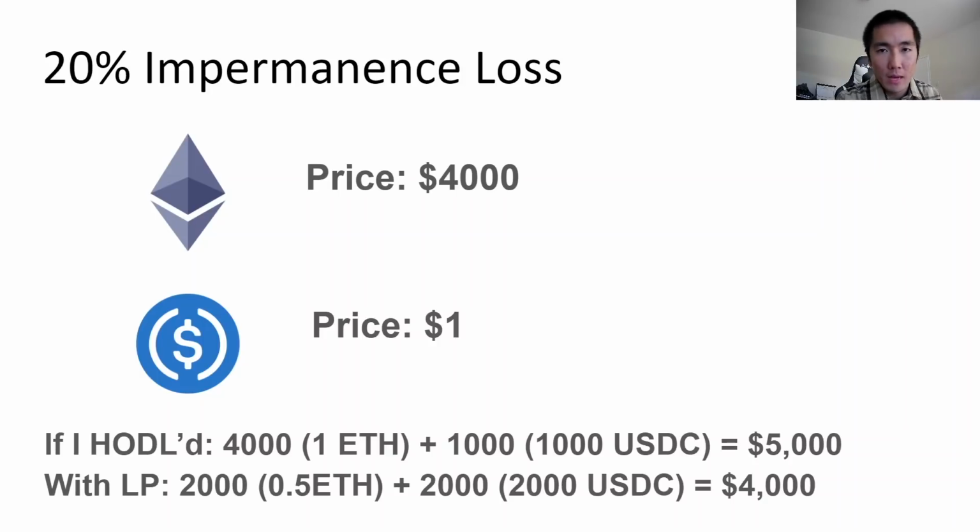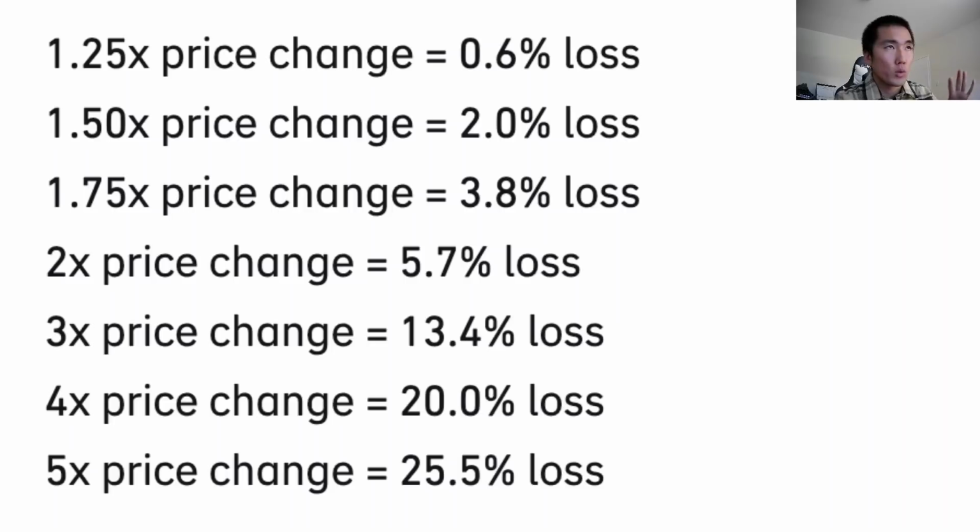But this is how impermanent loss works, right? If I just held, I would have 5K, but now I only have 4K. So this is a 20% impermanent loss. And this is a quick diagram of how much impermanent loss you would incur, depending on how much price movement one asset makes relative to the other asset.